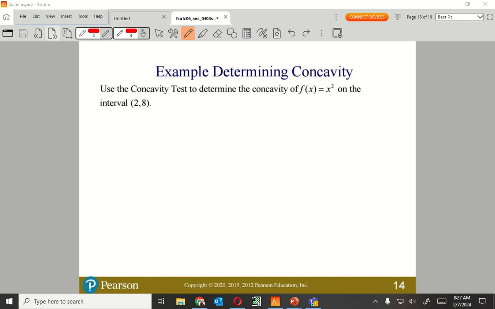Use the concavity test to determine concavity of this on the interval from 2 to 8. So we got to do the derivative twice, right? Right, Danny? You're not listening to your earbud right now, right? So first derivative is going to be 2x, right? Yeah. And second derivative?